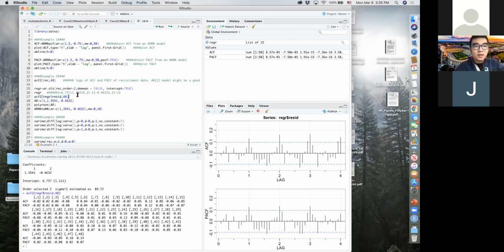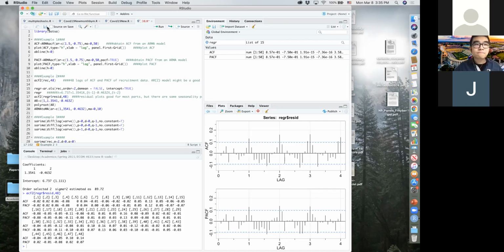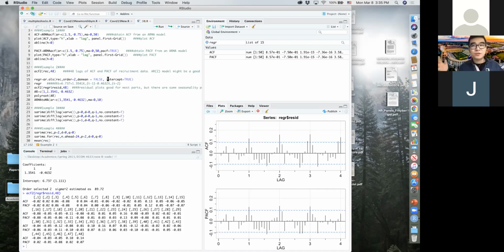So here what we got is residual plots that are good for the most part, but there are some seasonality patterns. So this just says the residual plots are good, but it's not perfect. There is still some improvement we can make to our model. Okay, so that's the residual plots check.